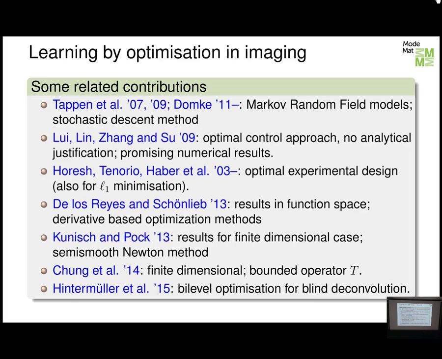image processing and the learning in image processing has been around since 2007 mainly, I would say. And these authors work on some models called the Markov random fields. Then there are a couple of works concerning optimal control approaches, and we started working with this in 2013, and since then there have been other authors also considering this type of setting to obtain some parameters which are optimal in some sort of way.